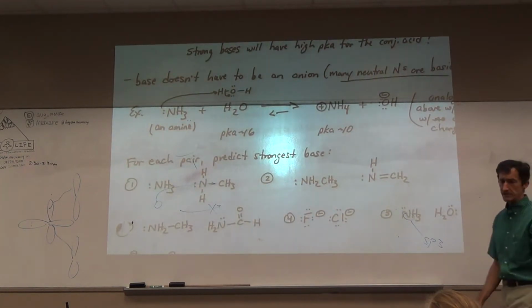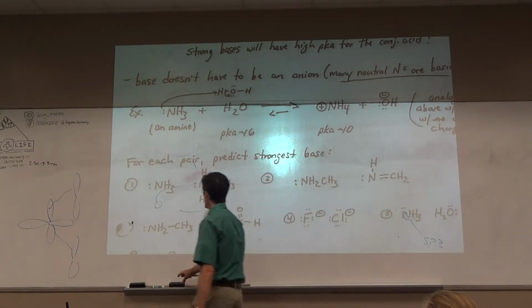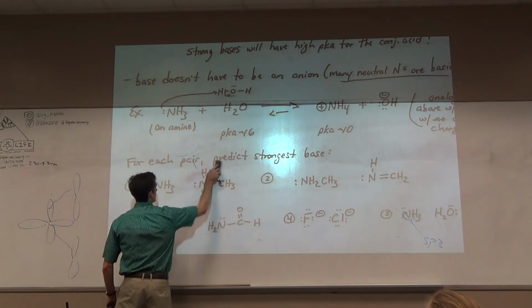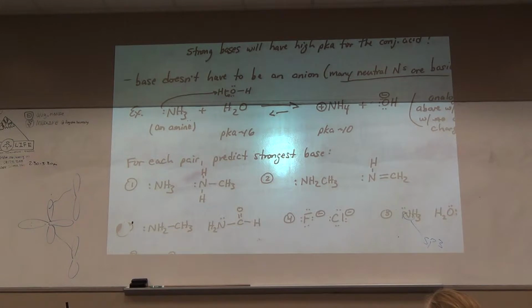Considerations for bases are just the same as for acids, except it's reversed. Let's see what we mean here. Which is a stronger base? Ammonia or methylamine? What's the difference? Obviously the methyl. What does the methyl do electronically in a structure?